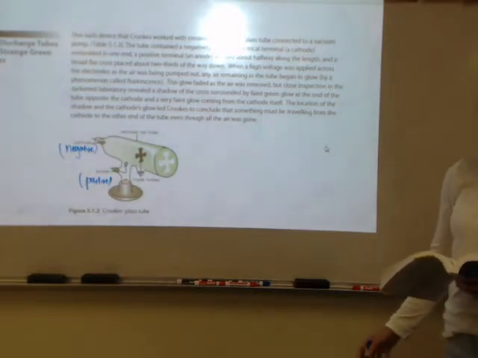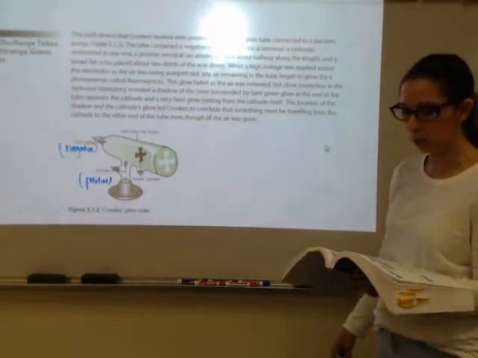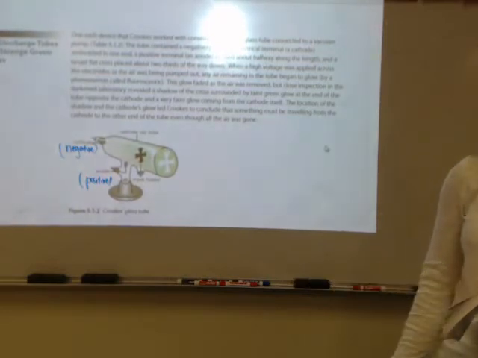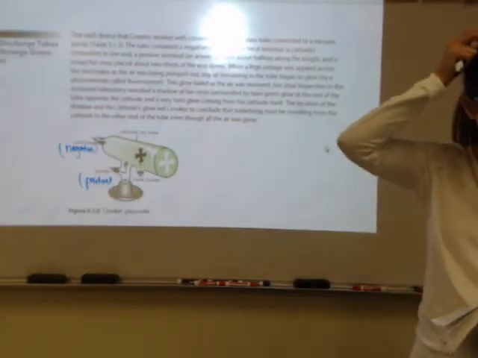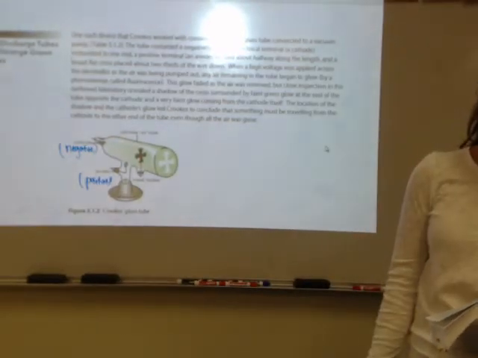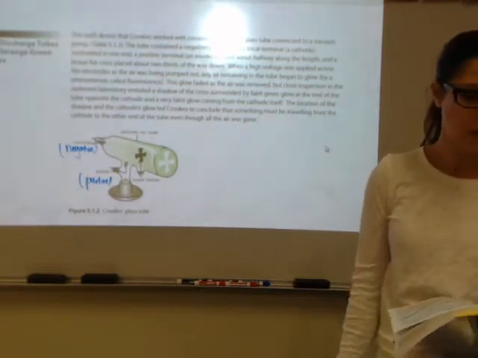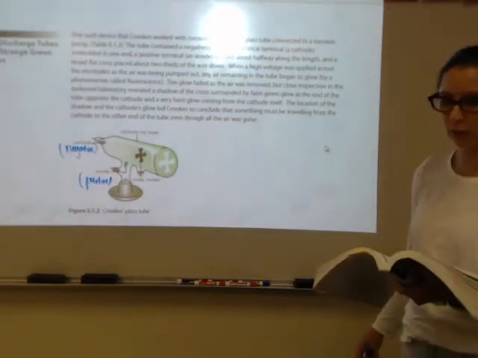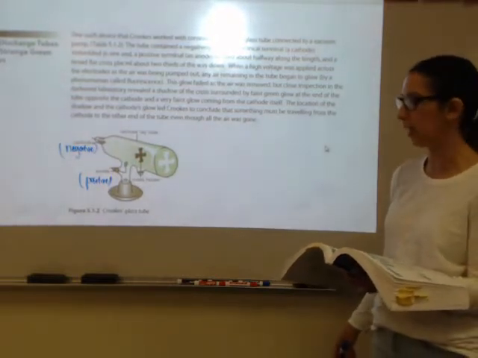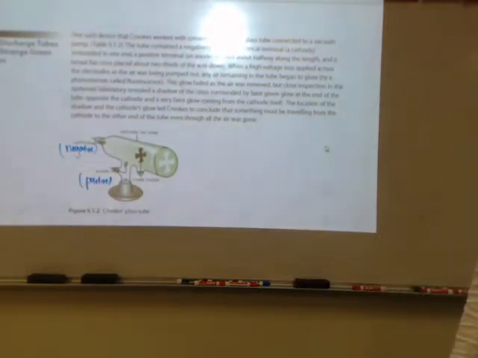And we call that fluoresce. So it's fluorescence, fluorescencing, I guess you could say. The glow faded as the air was removed, but close inspection in the darkened lab revealed a shadow of a cross surrounded by a faint green glow at the end of the tube opposite the cathode and a very faint glow coming from the cathode itself. The location of the shadow and the cathode's glow led Crookes to conclude that something was traveling from the cathode to the other end of the tube, even though all of the air was gone.